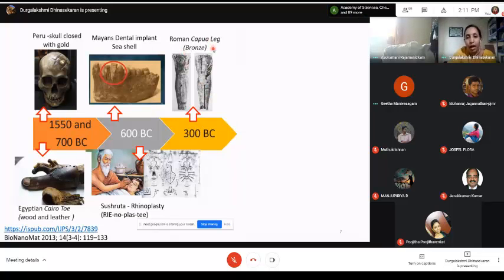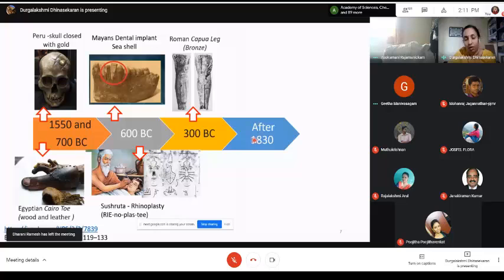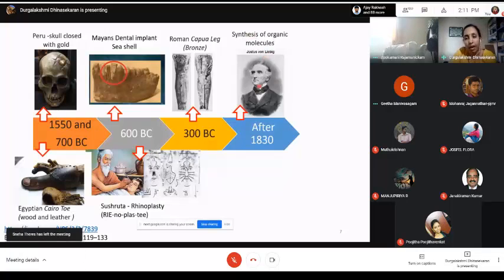Next, in 300 BC, we have the archaeological evidence of using bronze as a leg covering by the Romans. And only after 1830 did the evolution of modern medicine start, after the invention of urea by Friedrich Wöhler, accidentally in laboratory conditions, which gave birth to the synthesis of organic molecules. He quoted that organic materials no longer belong only to biological specimens; we can synthesize them in our laboratory conditions. That was the word he quoted at that time.